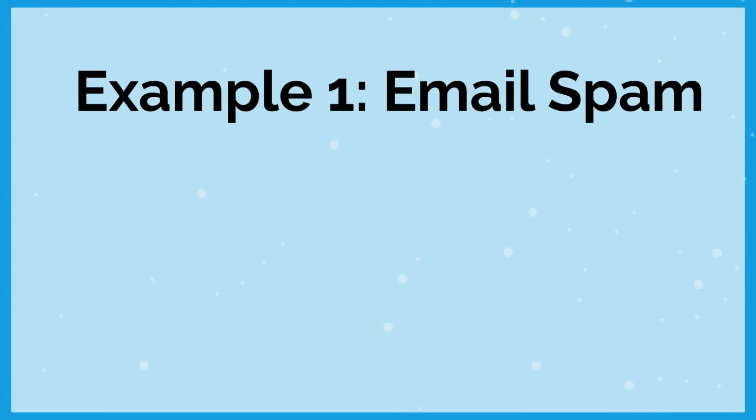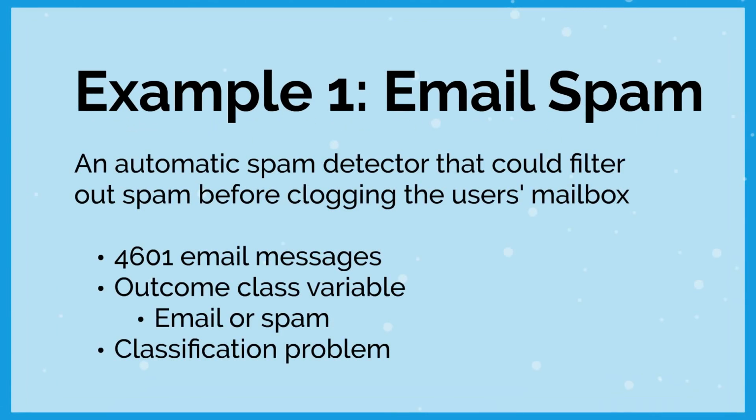Example 1, we have email spam. In this scenario, this was a real problem that was solved with machine learning. An automatic spam detector was developed that could filter out spam before clogging the user's mailbox. So to do this, they had a data set of 4,601 email messages, and they classified them into either email or spam. So the outcome class here is just two classes. It's either a genuine email or it's a spam email. And because our output is a class, this is, again, a classification problem.